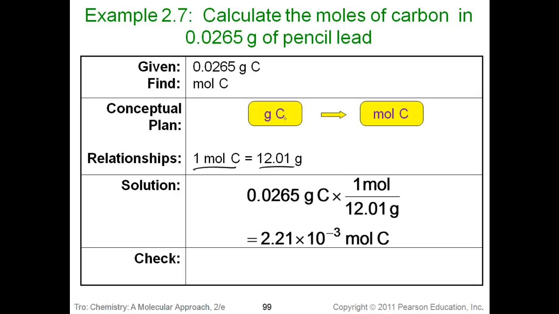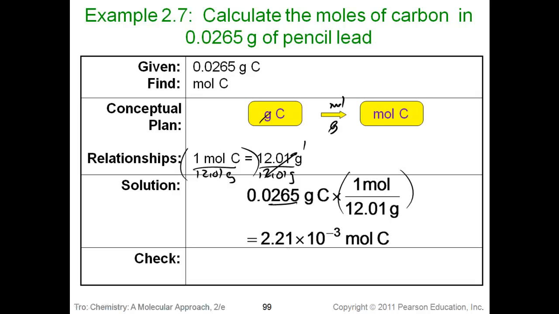So we want to get rid of grams, so we want the grams in the denominator and moles in the numerator, so the grams will cancel out. And so we divide both sides of our equality by 12.01 grams. This side becomes 1. That tells me this is a true conversion factor, and that's what we placed here.